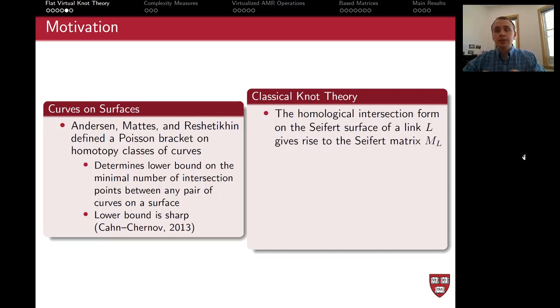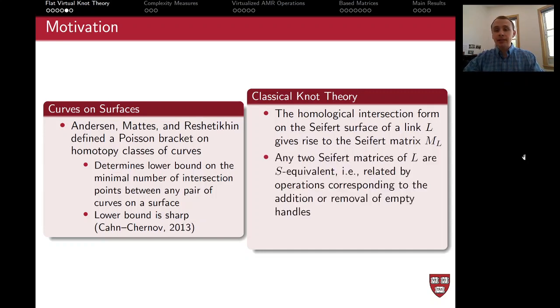So if you look at the homological intersection form on the Seifert surface of some link, then using the correct construction, this gives rise to the Seifert matrix of that diagram of the link. Now, what you need to be careful about, and I feel like most of the time we're interested in the Seifert matrix because under the correct determinant of it, you get the Alexander polynomial. And the reason that we're moving to a polynomial, some kind of invariant, is because the Seifert matrix itself is not invariant.